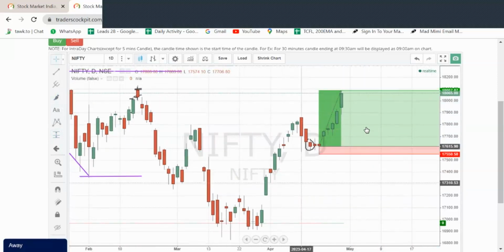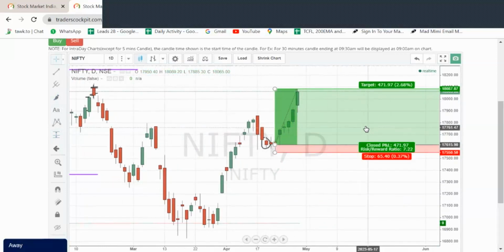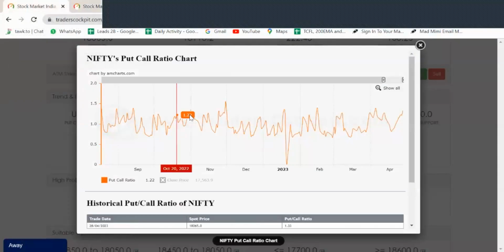How much reward are you running currently? 1:7 times reward with the help of PCR. So this is how you connect the dots, taking the advanced tools of OptionX and connecting them to the live market. These tools work very beautifully if you have an idea how to execute in the right manner.